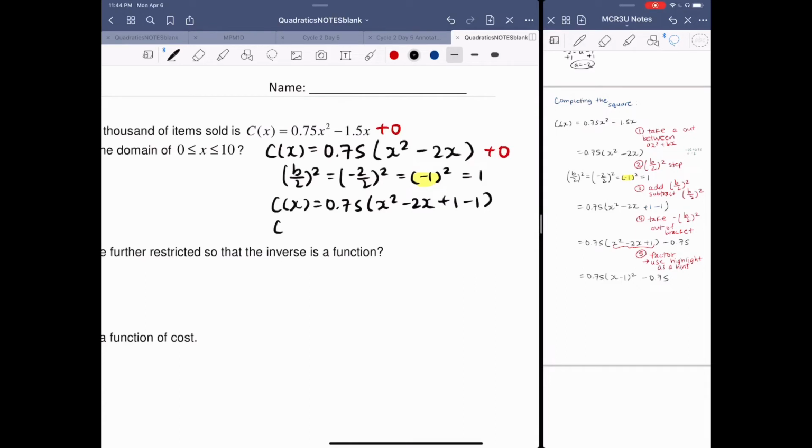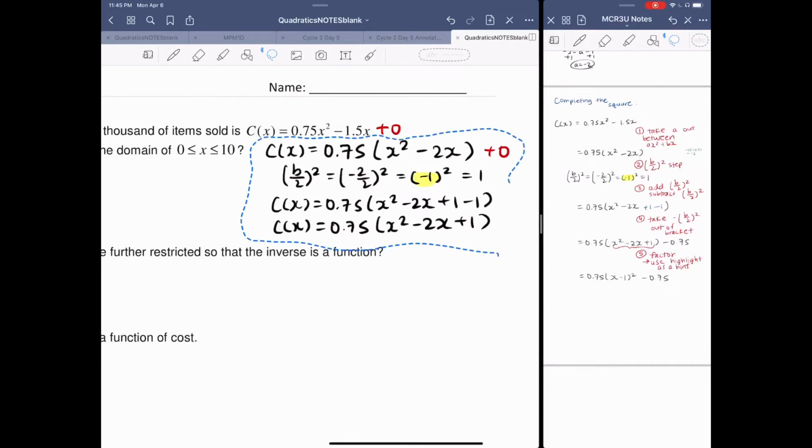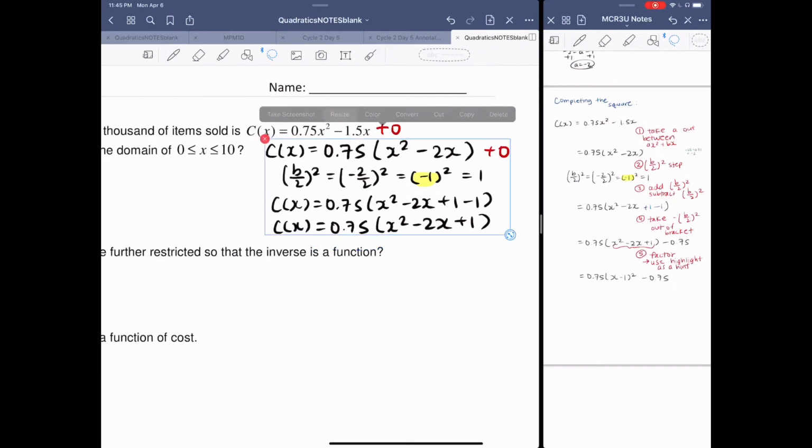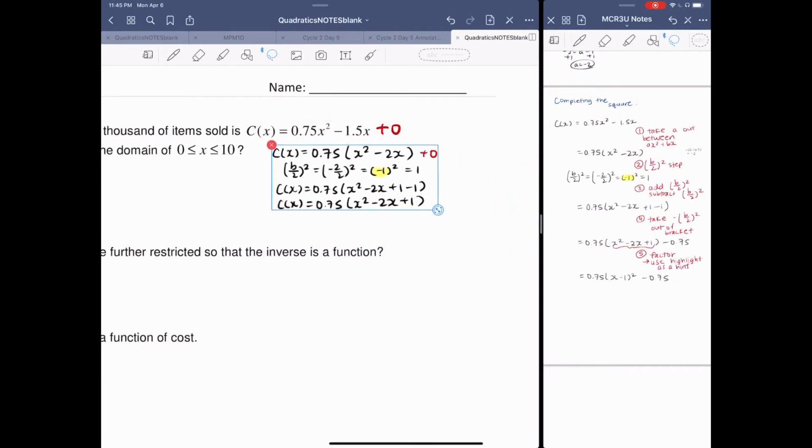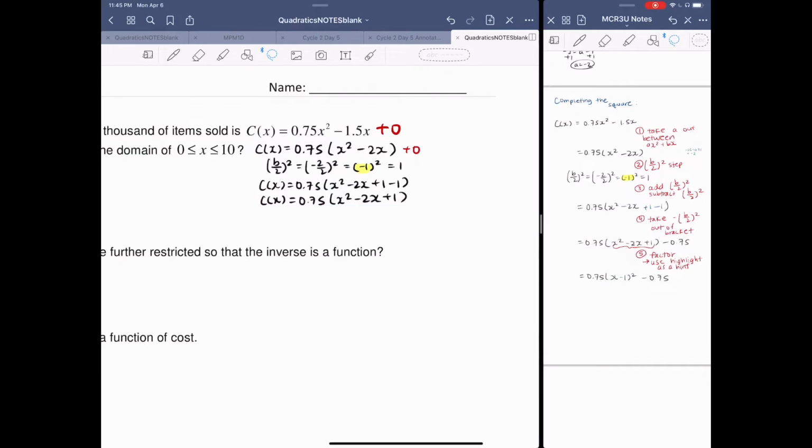Next, the fourth step, which is to take the negative (b/2)² outside the bracket and bring it to the outside, so I can have a trinomial inside. So 0.75 times (x² - 2x + 1). Well, you've got to make sure that you multiply that negative 1 by the a value, which is 0.75. And so negative 1 times 0.75 is equal to negative 0.75. Are we done?